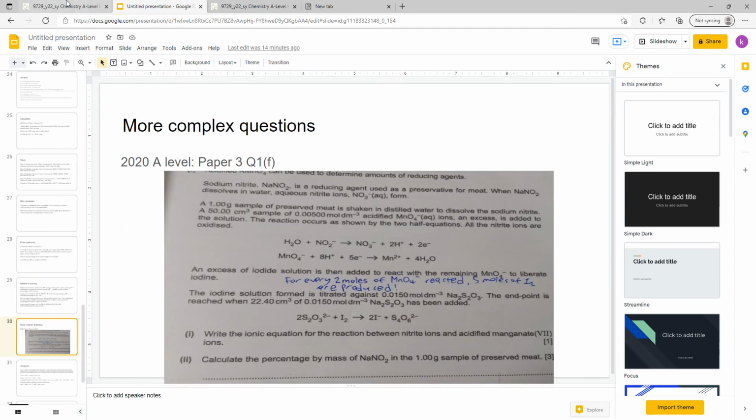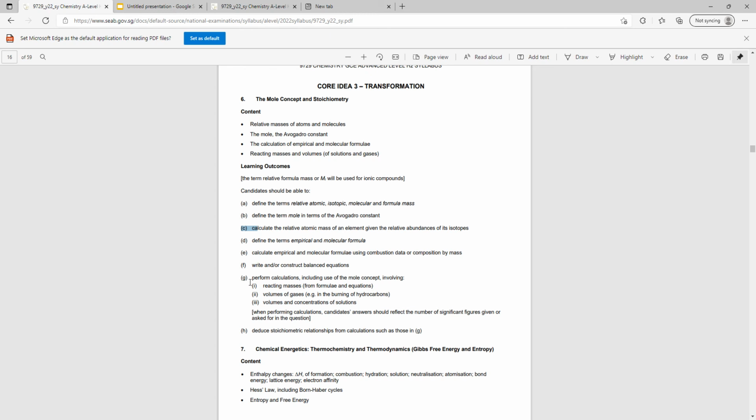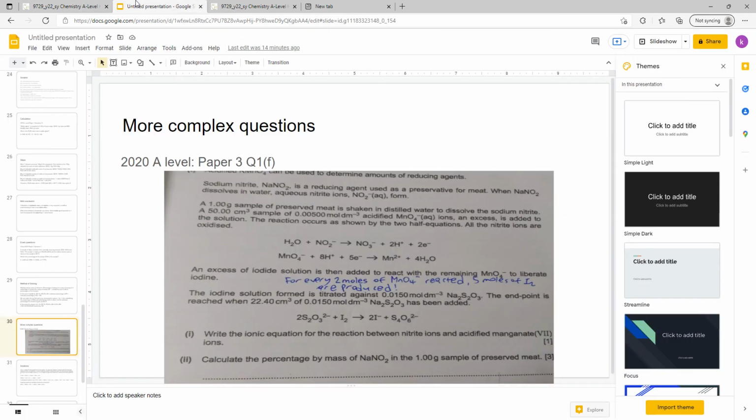Okay, now by doing some of the questions, we have sort of covered part G and part H of the learning outcomes. But to further solidify our understanding of part G and part H, let us take a look at a more complex question from the 2020 A-level paper. So this is the information that is presented to you. Please take a while to read it.